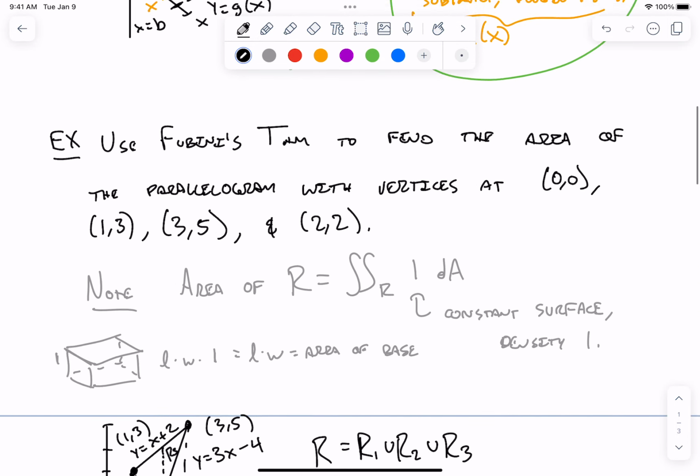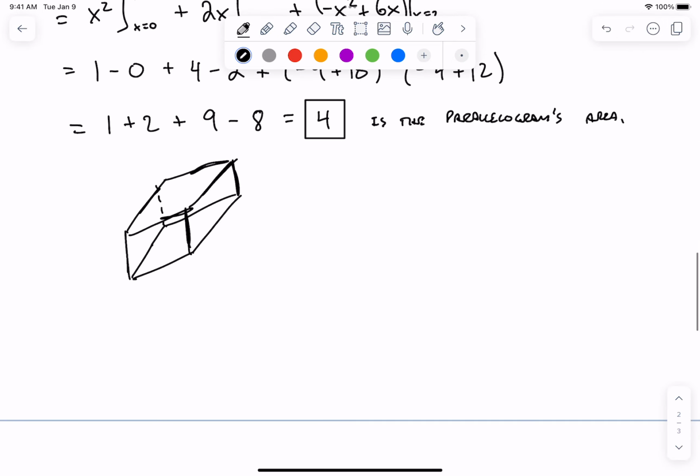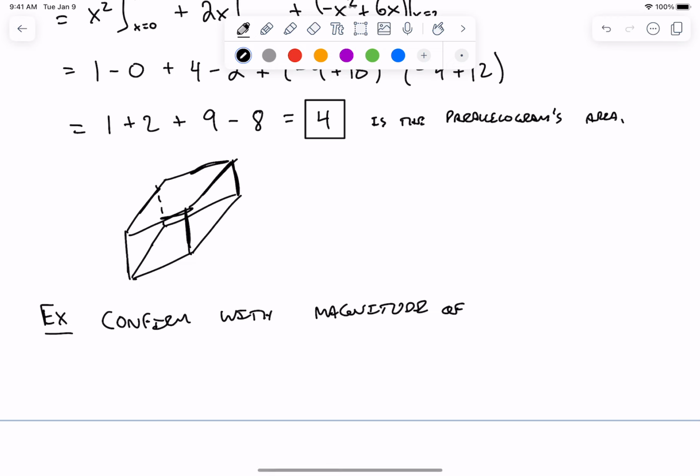Note here, this is the area of a parallelogram. We have other ways to solve this problem, right? Let's check it. We're testing out a new tool. Let's check it. In particular, let's confirm using vector geometry.